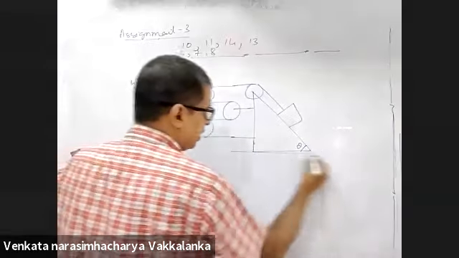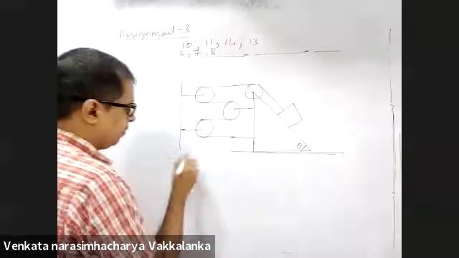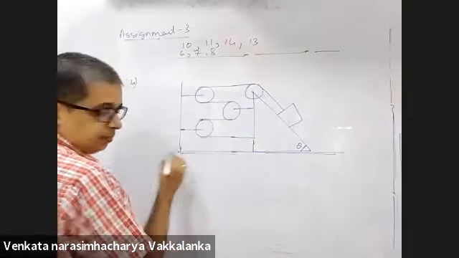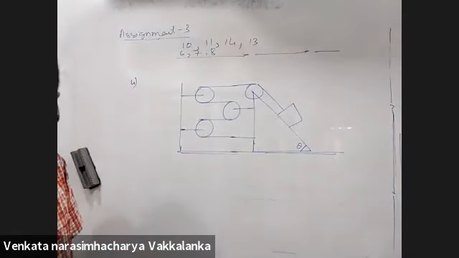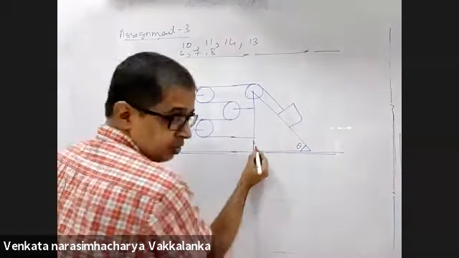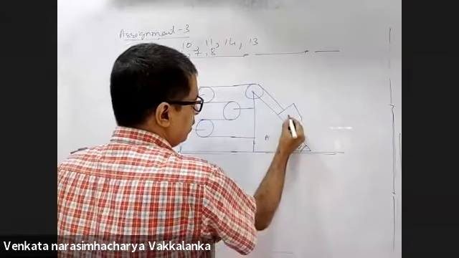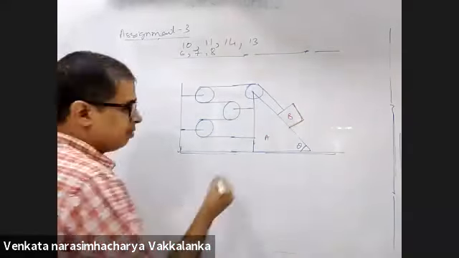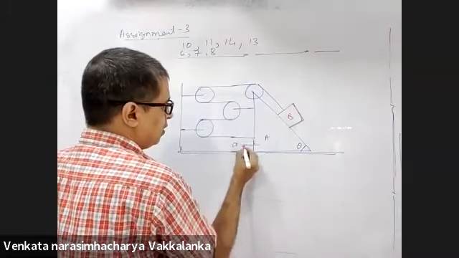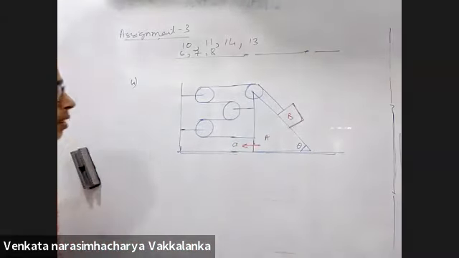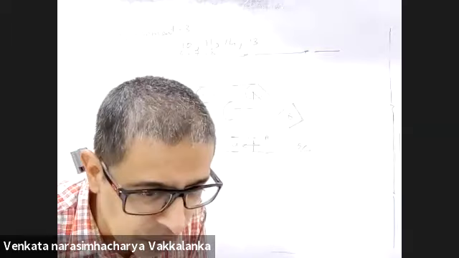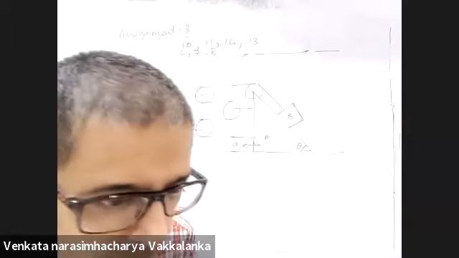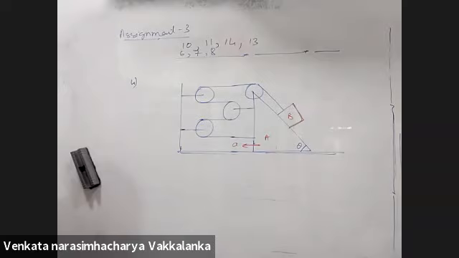Did I draw the diagram correct? Yes, sir. Theta. This is A. This is B. This has an acceleration of A, right? What did he ask? Find the acceleration of block B at this instant.